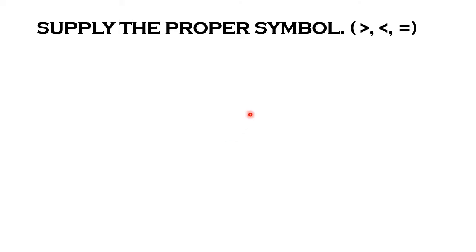Supply the proper symbol. So the choices are greater than, less than, or equal. Tatandaan, sa inequality symbols, kung saan naka-open ang ating inequality symbol, yun yung higher number. Okay? So number 1. 435 compared to 710. So, which is higher? Okay, that is 710. Therefore, we have less than. Okay, so 435 is less than 710.